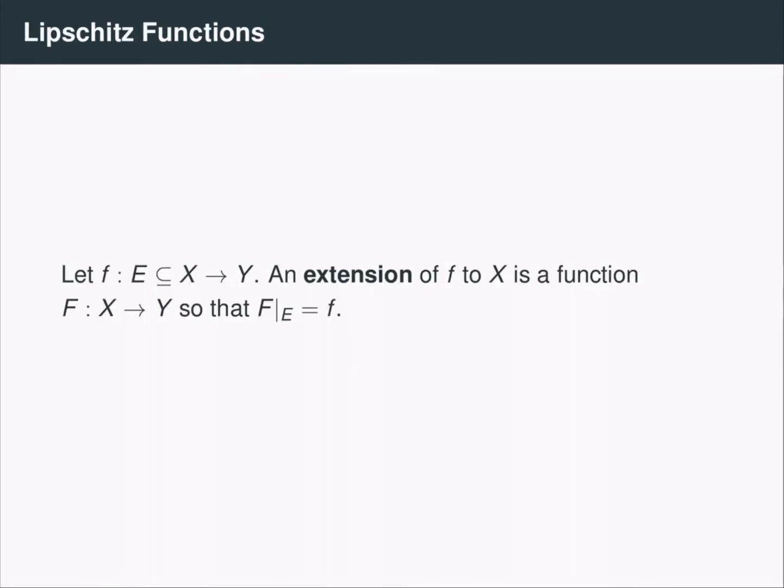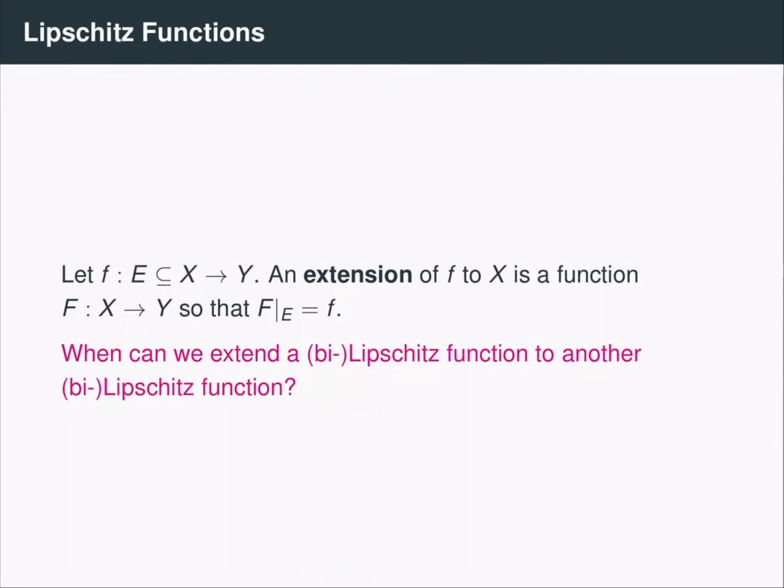So what do I mean by an extension? Given a function f defined on a subset E of a metric space into another metric space, we say that an extension of f to X is another function big F defined on the whole metric space going into the same range space, so that when restricted to the set E, it agrees with f. Okay, so an important question is, under what circumstances can we extend a Lipschitz function or bi-Lipschitz function to another Lipschitz or bi-Lipschitz function, respectively?